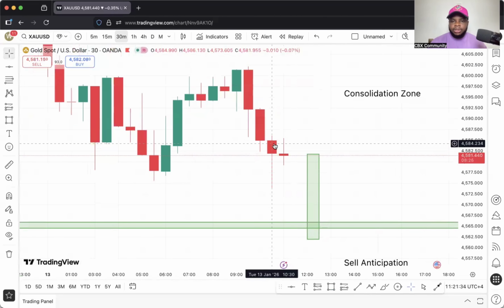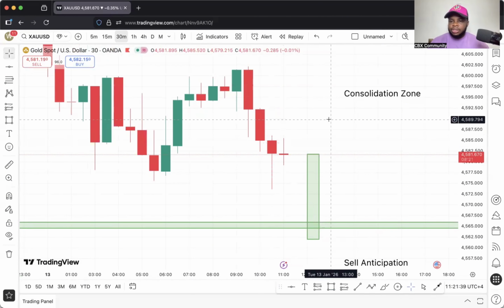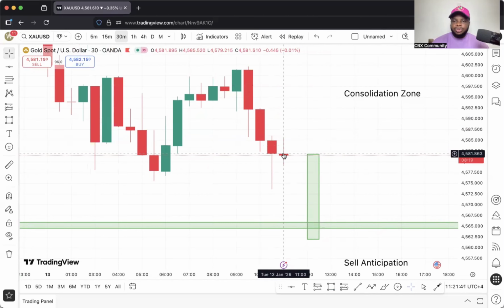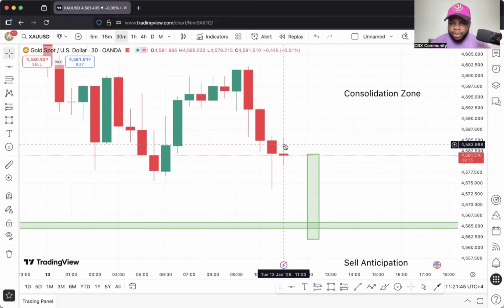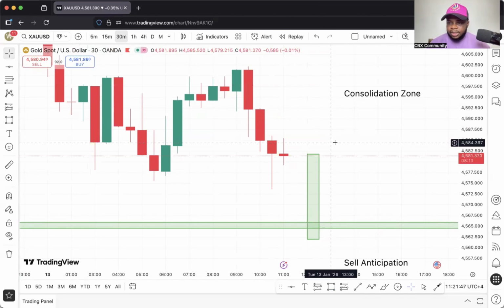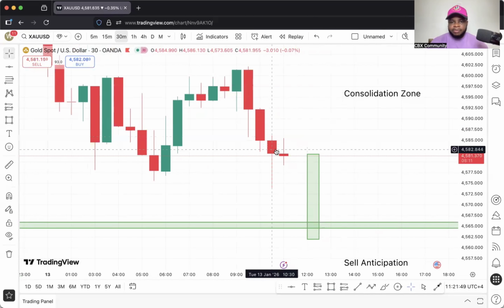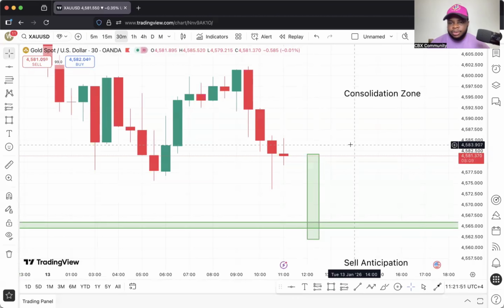Let's see, because it hasn't broken the high of this rejection bearish candle. So let's see what this 30 minutes candle wants to do. It has created an upper wick and a lower wick. So let's see. The candle is left with 8 minutes before this 30 minutes candle will close.